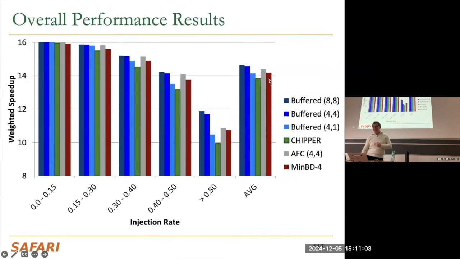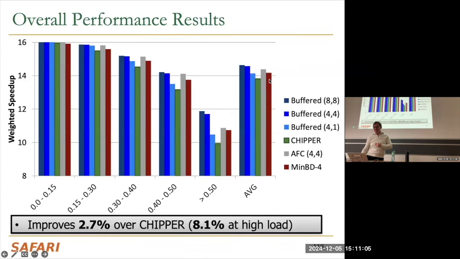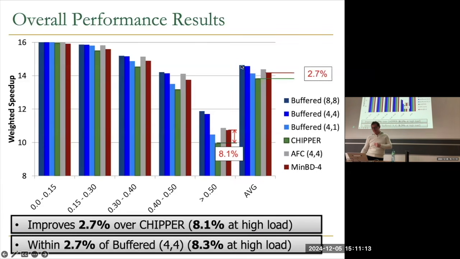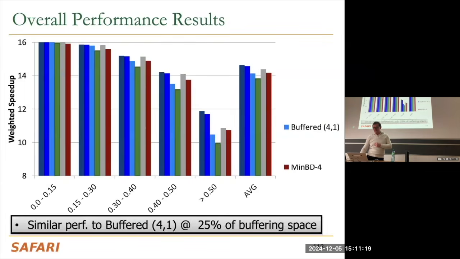But essentially, we bridge half of the gap between CHIPPER and heavily buffered networks. You can look at the numbers. It's exactly 2.7% somewhere. There are more results that I'm not going to talk about, but I should probably say that, oh, okay, here.